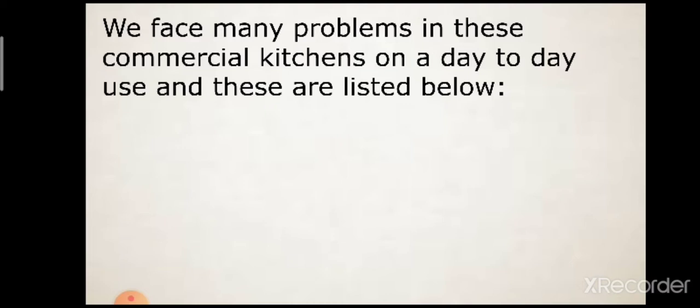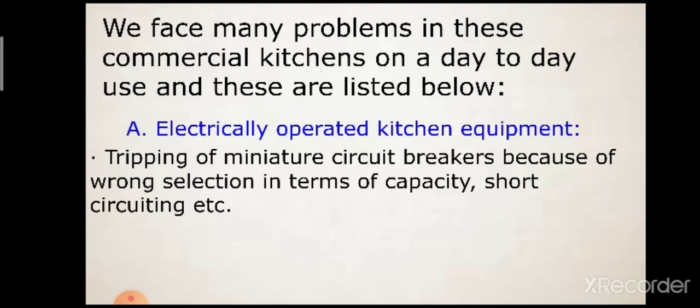We face many problems in these commercial kitchens on a day-to-day use, and these are listed below. Electrically operated kitchen equipment. Tripping of miniature circuit breakers because of wrong selection in terms of capacity, short-circuiting, and the like. For example, plugging a 110 appliance or equipment in a 220 volt outlet would cause it to be faulty and may have mishaps or even trigger fire.